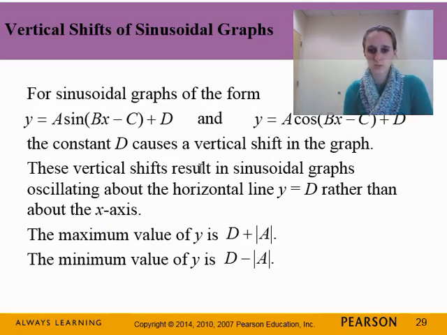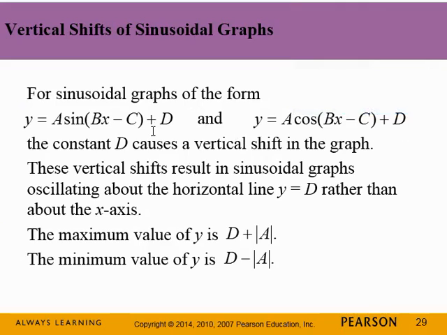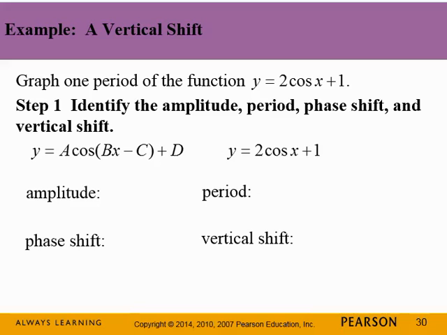So, vertical shifts. Your vertical shift is going to add d to the end of each. So not in your parentheses, not multiplied or divided, it's just a constant d that's going to shift your graph up and down. So the maximum value of y is your d plus your amplitude, and the minimum is d minus your amplitude. We're only going to do one example, and this one will be a cosine graph.